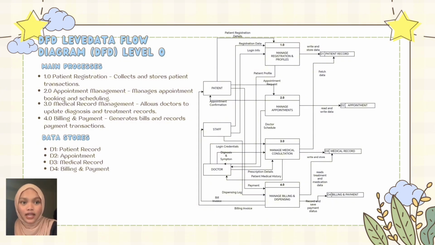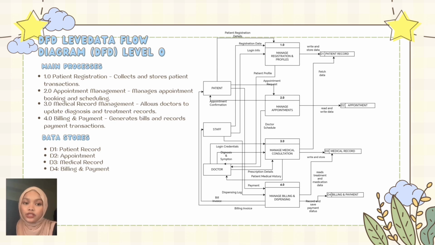I will present the level 0 data flow diagram of our clinic management system. It illustrates how data flows between the users, the system processes, and the databases. There are three external entities: patient, staff, and doctor. The patient provides personal information and books appointments. The staff manage registration and scheduling, while the doctor updates the patient's medical record after consultation.